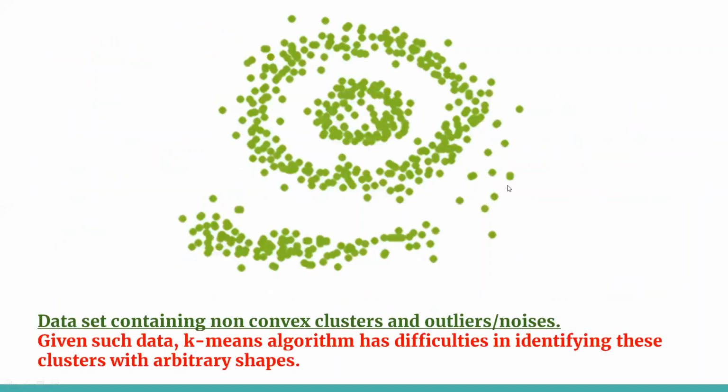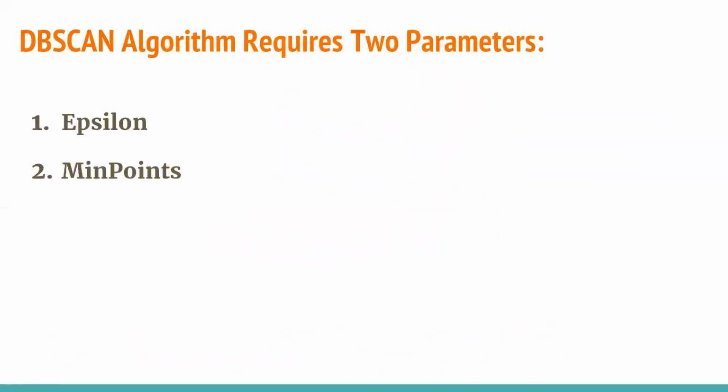Let us suppose this is the data given in the space. If you see this, you can assume that this is a non-convex cluster, right? Here we can find these are the noise elements. We can consider these as outliers, right? Using k-means or k-medoid, we are unable to find these objects, so we are moving on to the DBSCAN algorithm.